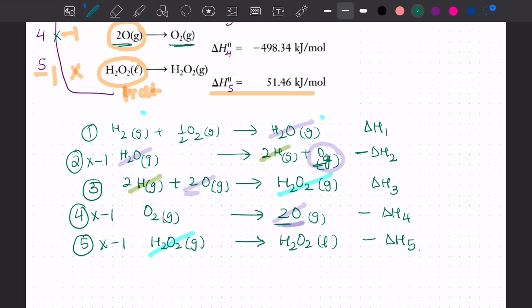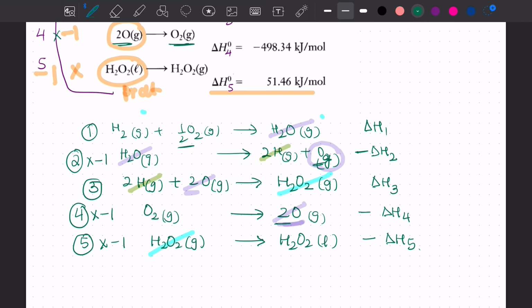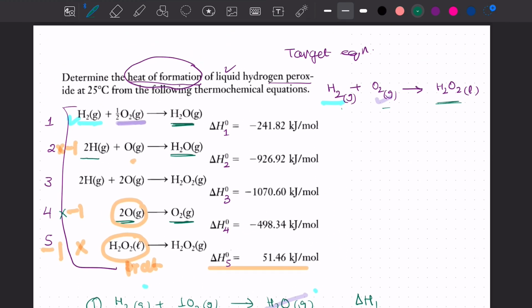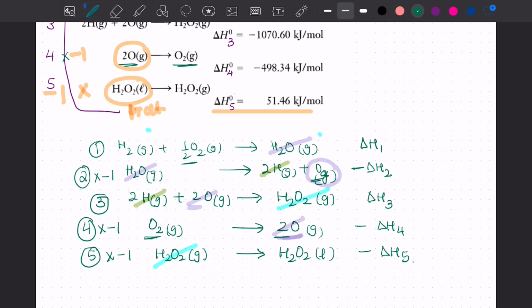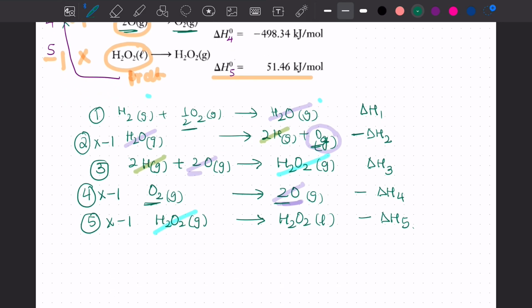Hopefully, you're also seeing that I have half an oxygen molecule here, and I have another 1 complete oxygen molecule. Let me look at my target equation. My total required is only 1, but I have 1.5. So I want to get rid of half an oxygen molecule on the left side, and I want to get rid of 1 oxygen atom on the right side. What's the easiest way to do that? Well, instead of multiplying equation 4 with 1, what if I multiplied equation 4 with half, which is I'm reversing the equation and dividing it by 2.